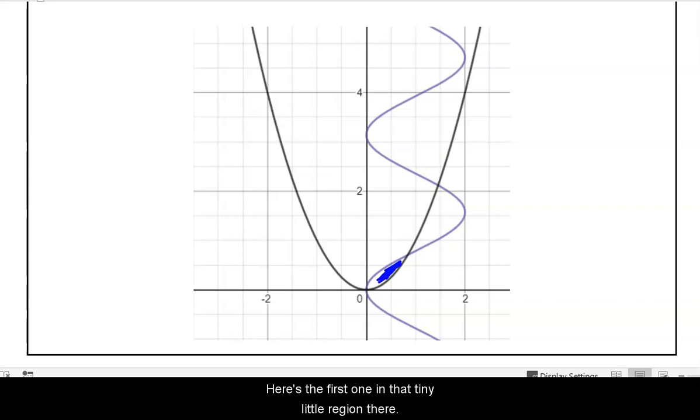Here's the first one in that tiny little region there. Notice that we have in this section the parabola on the right and the sine function on the left. Again, this is for horizontally oriented rectangles. This region, however, could just as easily be done with respect to x, since I have the sine always on top and the parabola always on bottom. In this region, it makes no difference whether I integrate with respect to x or y, provided I can solve the equation for both variables.